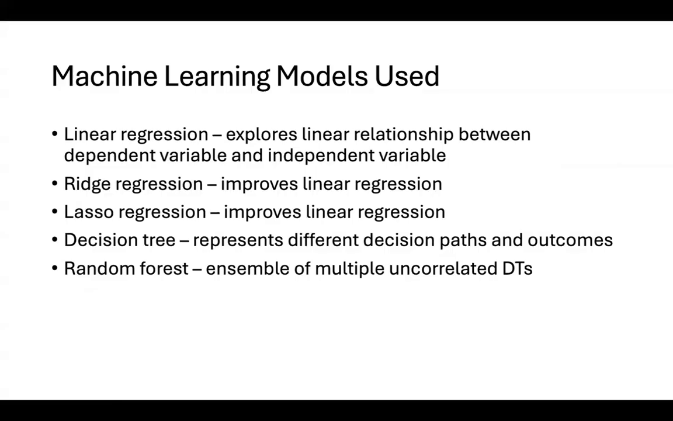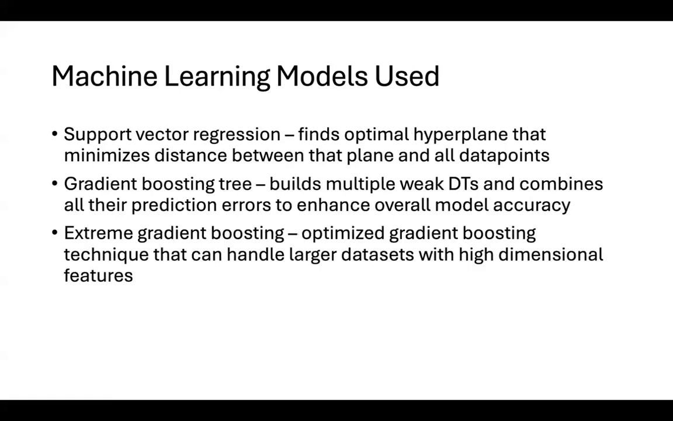There were multiple machine learning models used. A linear regression model, which explores the linear relationship between dependent variables and the independent variables. Ridge regression and lasso regression, which improve linear regression. A decision tree, which represents different decision paths and outcomes. A random forest, which is an ensemble of multiple uncorrelated decision trees. Support vector regression, which finds the optimal hyperplane that minimizes the distance between that plane and all data points.